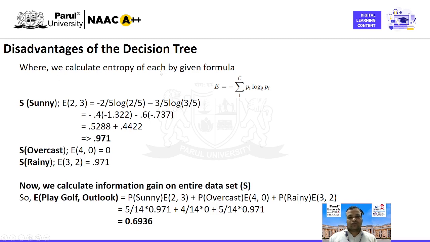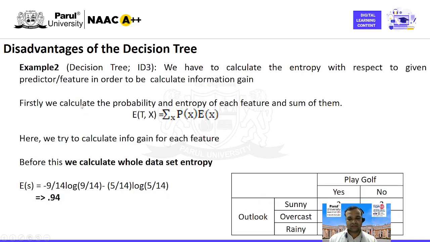Where we calculate the entropy of each by the given formula. Now we calculate the entropy for each condition. E equals minus the summation over i from C of P of i log base 2 P of i. So just put it in here for the sample with condition sunny. That means we calculate the entropy for the sunny condition. For the outlook feature, we have three conditions: sunny, overcast, and rainy.